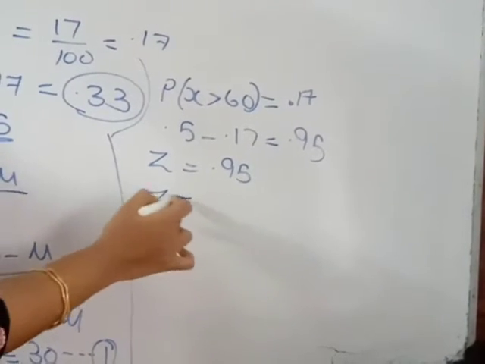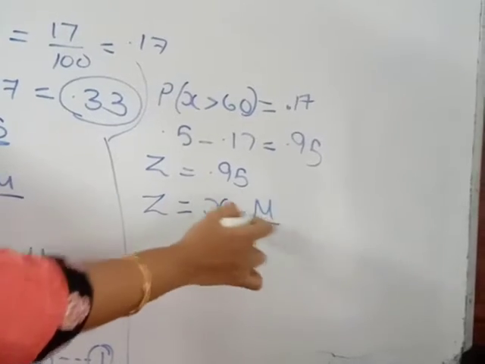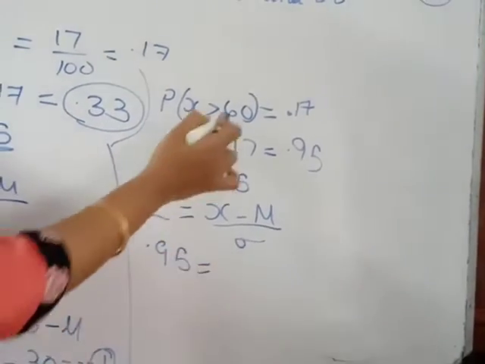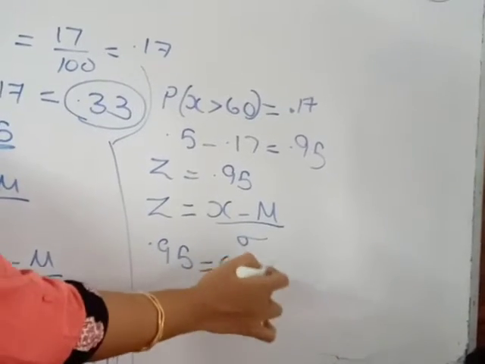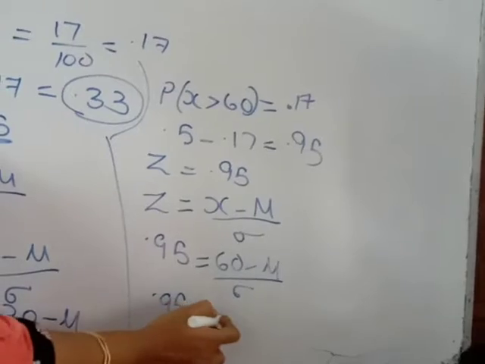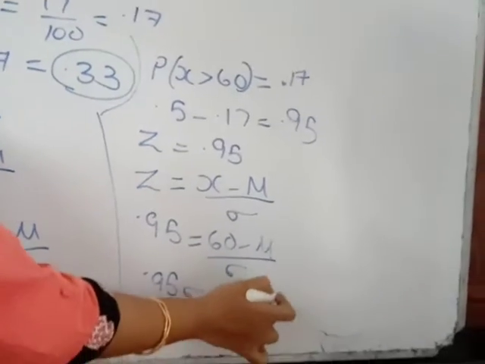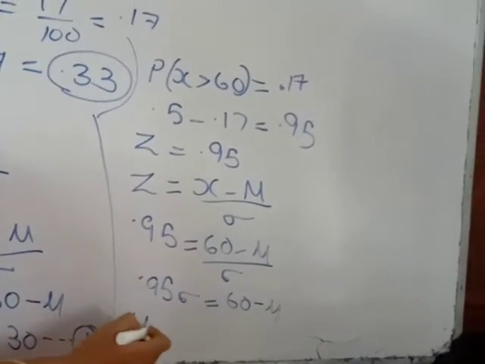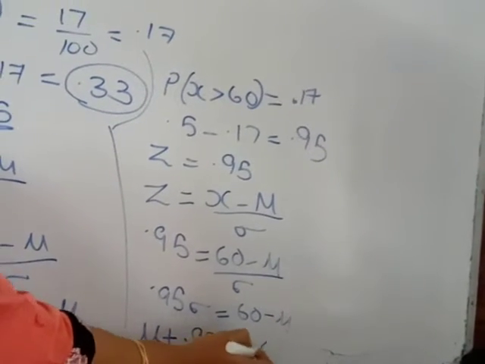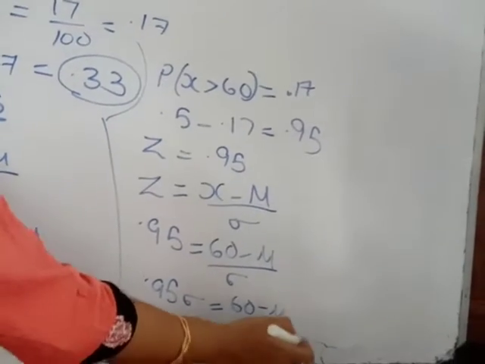Now, what is your z value? X minus mu by sigma, that is 0.95. What is the x value? It is 60. 60 minus mu by sigma, that is 0.95 sigma is equal to 60 minus mu. Take this mu to this side, it becomes mu plus 0.95 sigma is equal to 60. So, let this be our second equation.